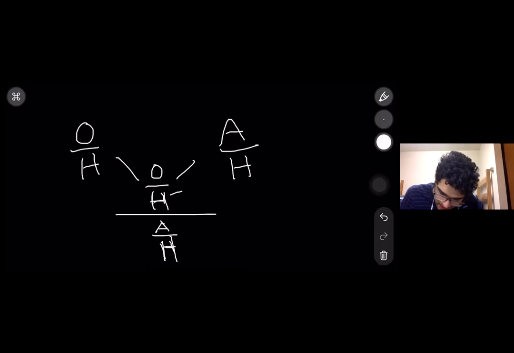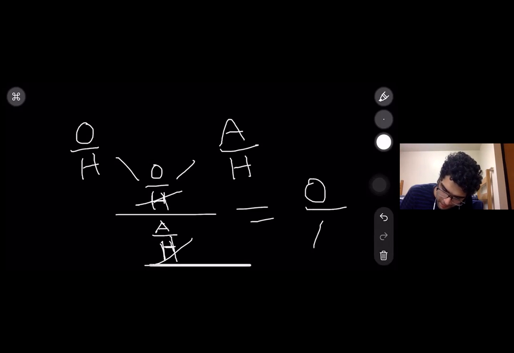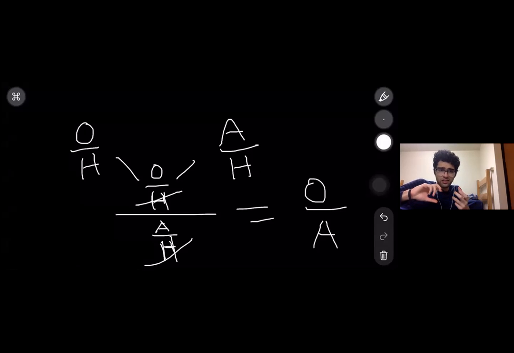So these h's get cancelled, right? They're on either side of the fraction. We can just get rid of them. It's just o divided by a. For those of you who know division is the reciprocal of multiplication, if you do o divided by h times h over a, the 2 h's get cancelled and you get o divided by a, which was the definition that we gave for the third ratio.